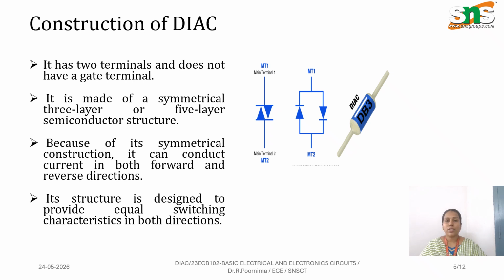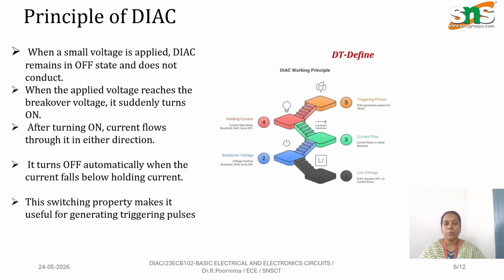The construction of DIAC is given in this diagram. It consists of two terminals, MT1 and MT2. It does not have any other gate terminal. It is a three-layer device, or it can be a five-layer semiconductor structure. It is a symmetrical one. Because of this symmetrical construction, this diode can conduct current in both forward and reverse directions. Its structure is designed to provide equal switching characteristics. Because of the two terminals in bidirectional direction, the switching characteristics are symmetrical.